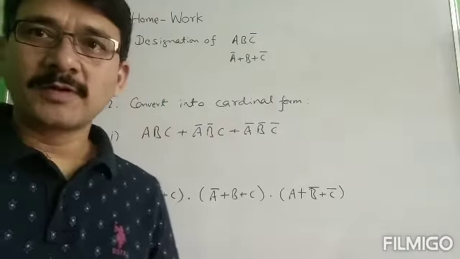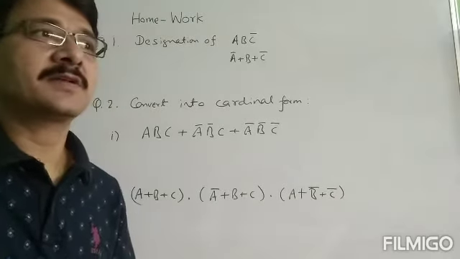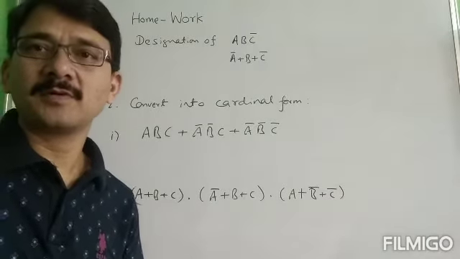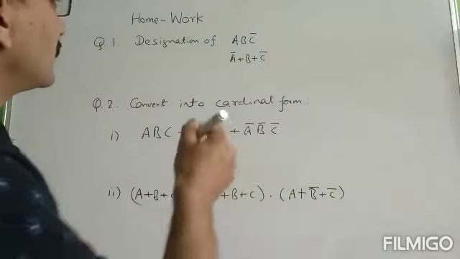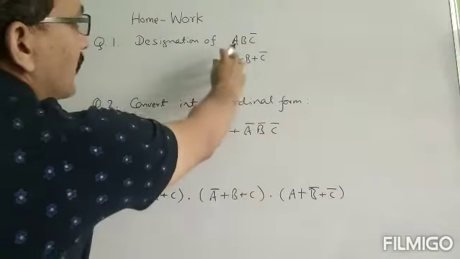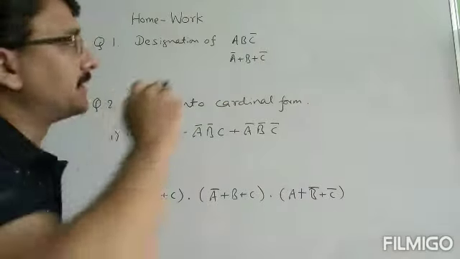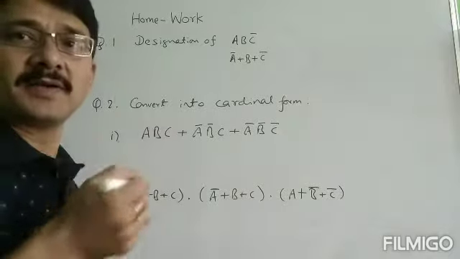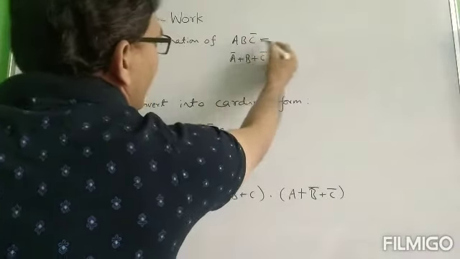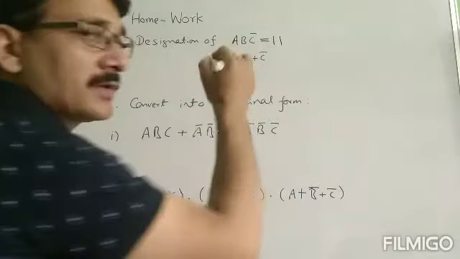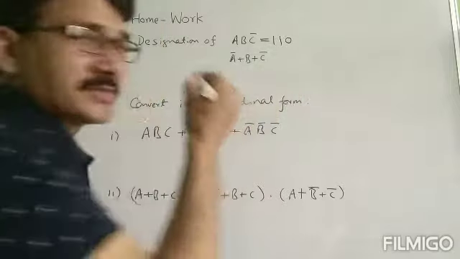Hello students, today we are discussing those questions which I gave you in my lecture video number 5 for your homework quiz. The first question was finding the designation of A, B, C naught. In finding the designation of any term like A, B, C naught, it is a min term. So when you are finding the designation of the min term, you can replace A and B with 1, 1 because there is no not sign, and C has a not sign, so you replace it with 0.